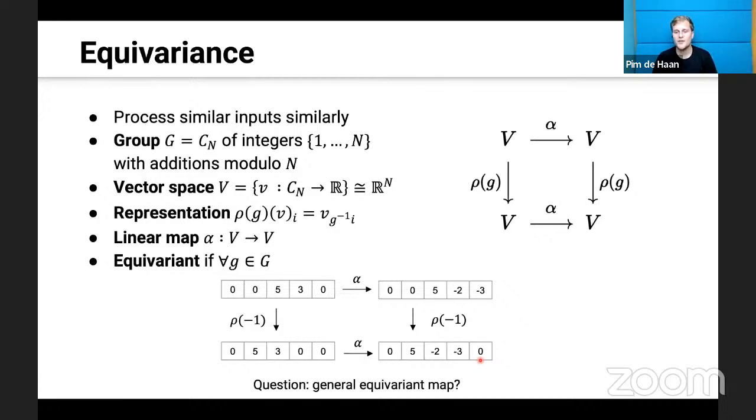Now I have a question for the people who have been paying close attention. If we have these kind of features and this kind of group, namely a rotation of the vector, does anybody know what the general class of equivariant maps is? So please, if you have an idea, please feel free to write it in the chat or the Q&A.